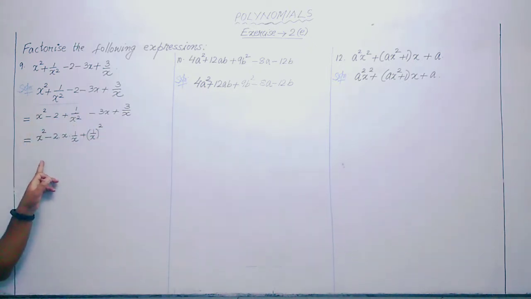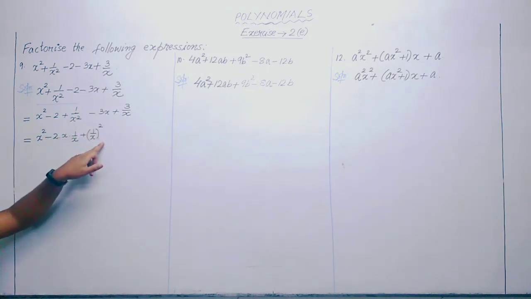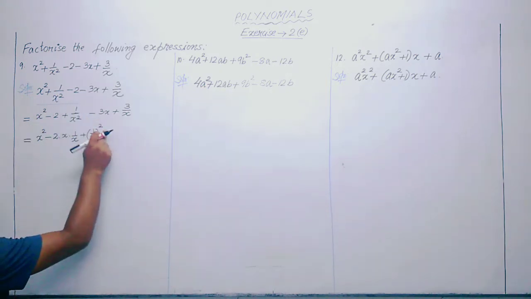Now, see here. Why have I done like that? Because if I cancel this x and x, I'll get 2 only. That is fine. No problem at all. Now 1 by x square, I can write down 1 by x whole thing square, because 1 square is 1 and x square is x.